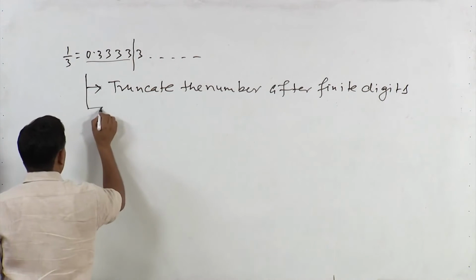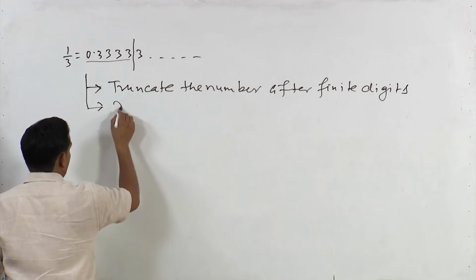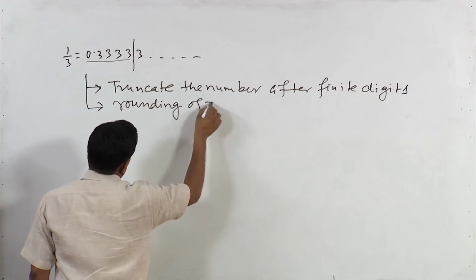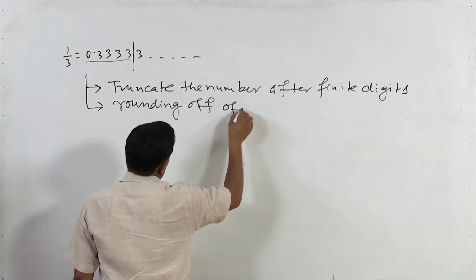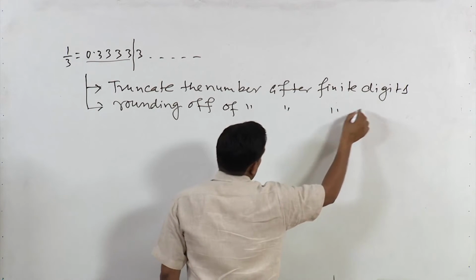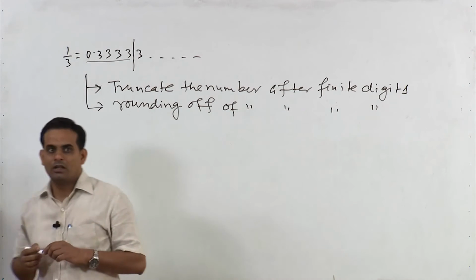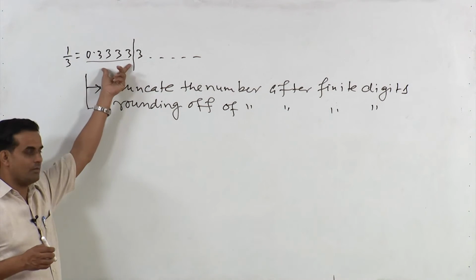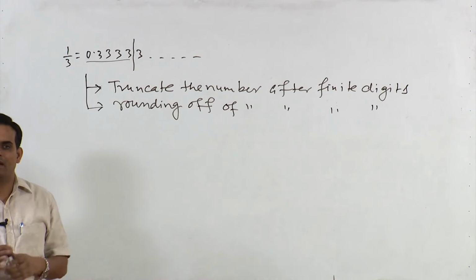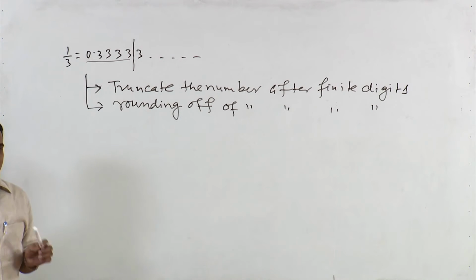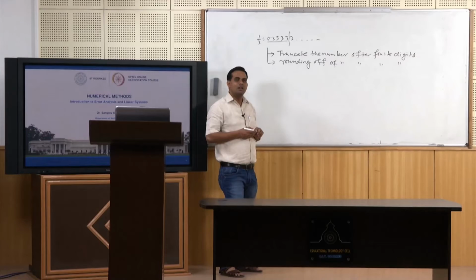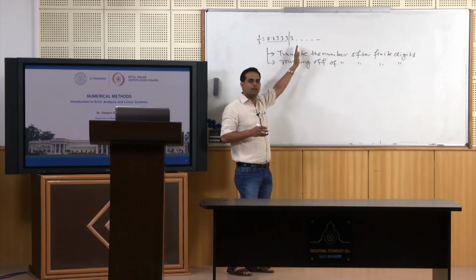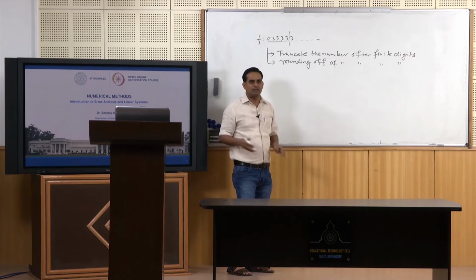or we perform rounding off of the number. Here, truncation means that we take this much of the number and whatever we have after this we leave out as such. However, rounding off has a different procedure for cutting down a number after some finite digits.